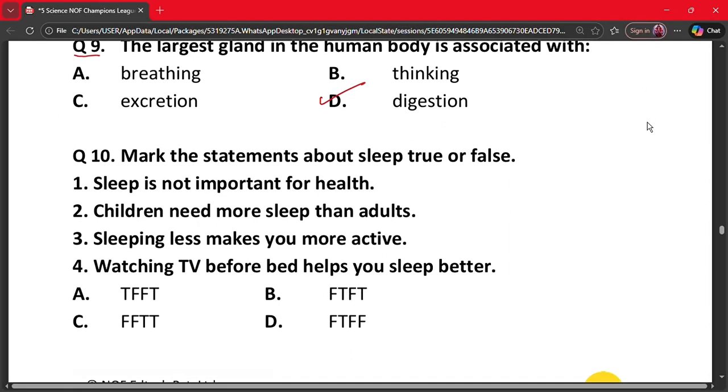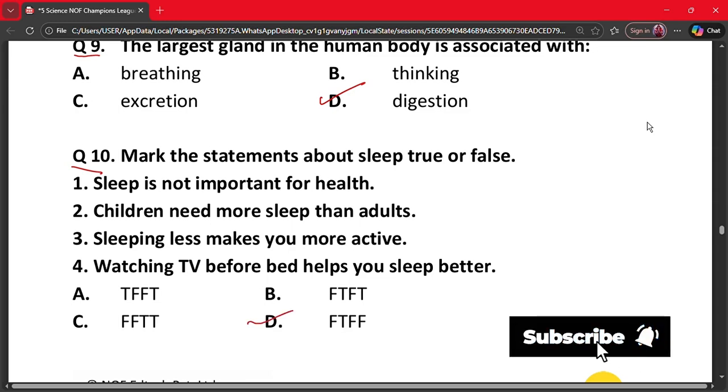Our next question is question number 10. Mark the statements about sleep true or false. A. Sleep is not important for health. Second, children need more sleep than adults. Third, sleeping less makes you more active. And fourth, watching TV before bed helps you sleep better. So the correct answer is option D.